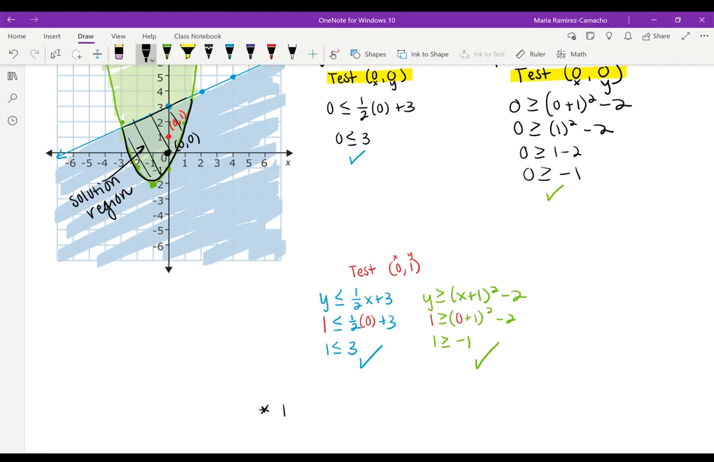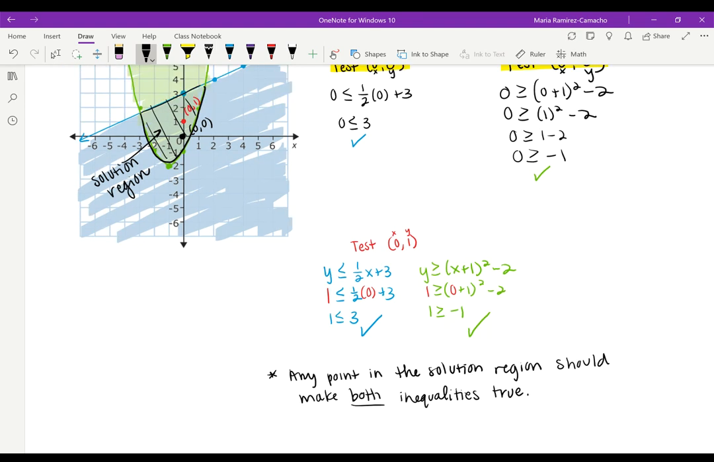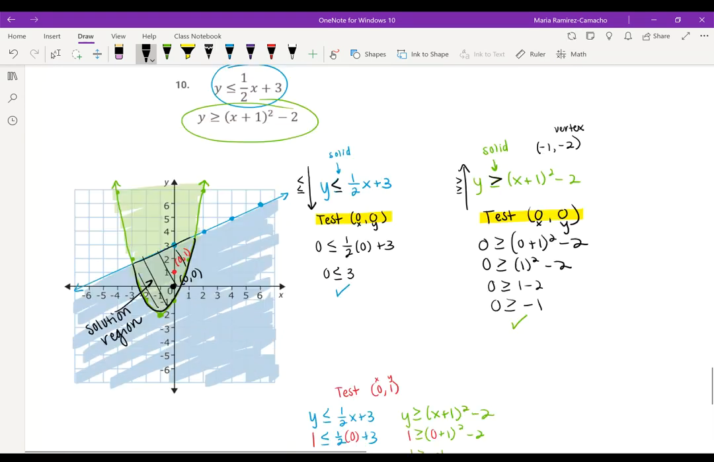Okay, so any point in the solution region, in this case we tested 0, 1, and we also saw that 0, 0 works. Any point in the solution region should make both inequalities true. Okay, if you picked a point and you plugged it into both and it didn't make both true, double check your work, because it should. Okay, and that's it.